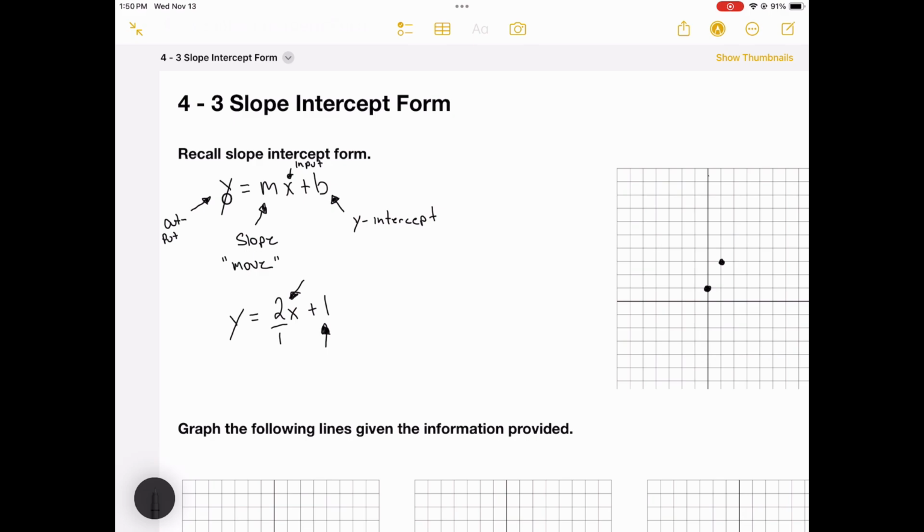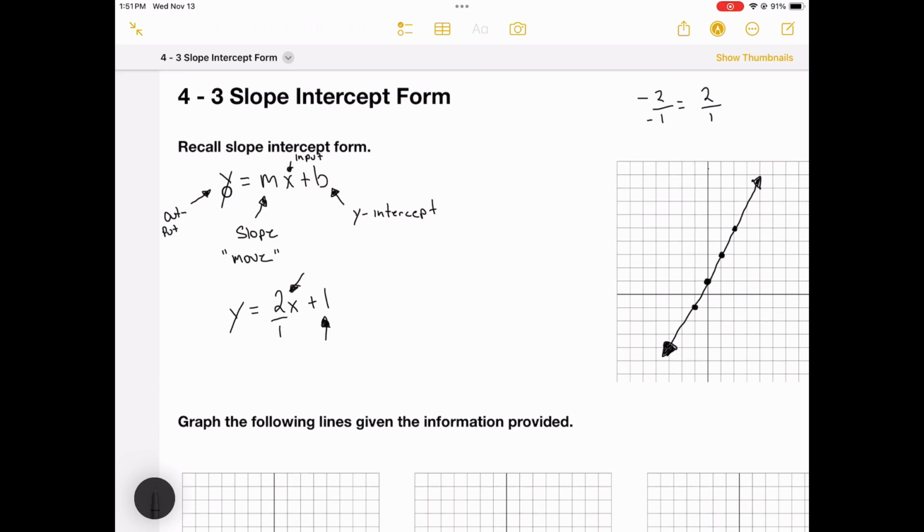I could also do it again if I wanted to, just to help my line out. I could also go down 2 back 1, and the reason I can do that is because it is a positive slope. If I went down 2 back 1, that's just going to get me back to a positive slope there. Then I'm going to draw a line. So this is a common one you'll see here. Very simple, very easy slope-intercept form.